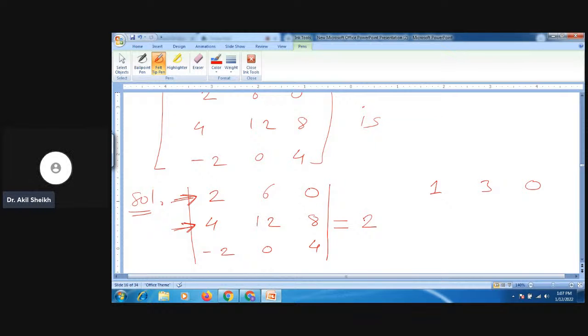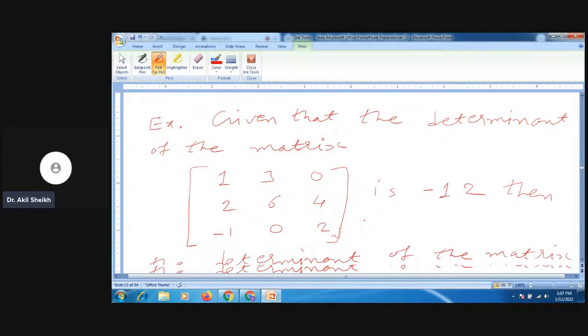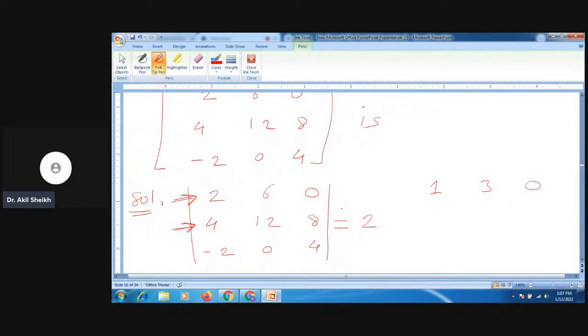Then from the second row, we can take 4 as common, but check the given determinant, which has second row 2 6 4. So when we take 2 as common, it becomes 1 3 2. From the second row, we take 2 as common, so it remains 2, 12, 8. From the third row again, we take 2 common, because the given third row is minus 1 0 2. It becomes minus 1 0 2.